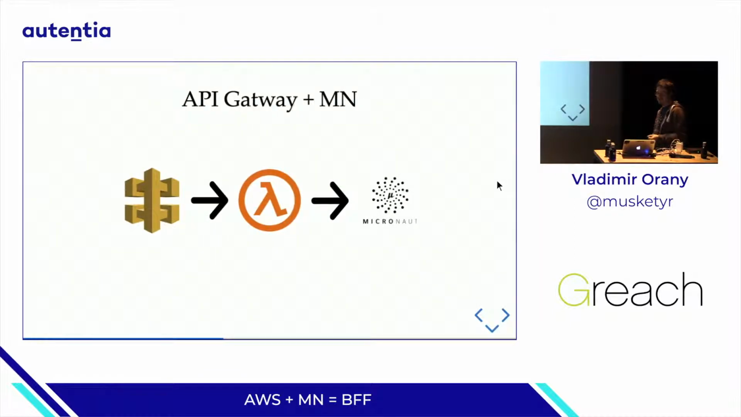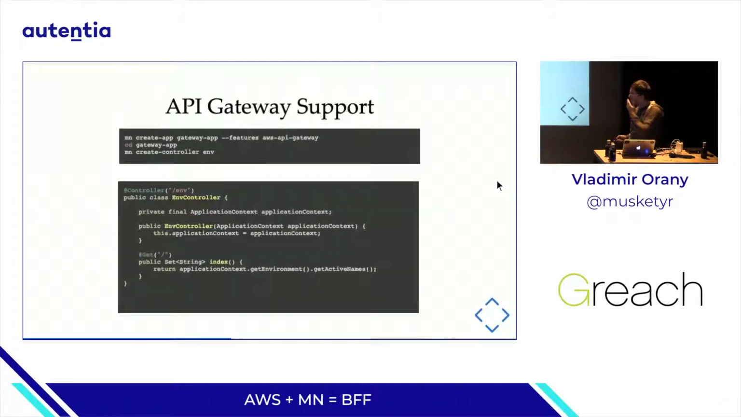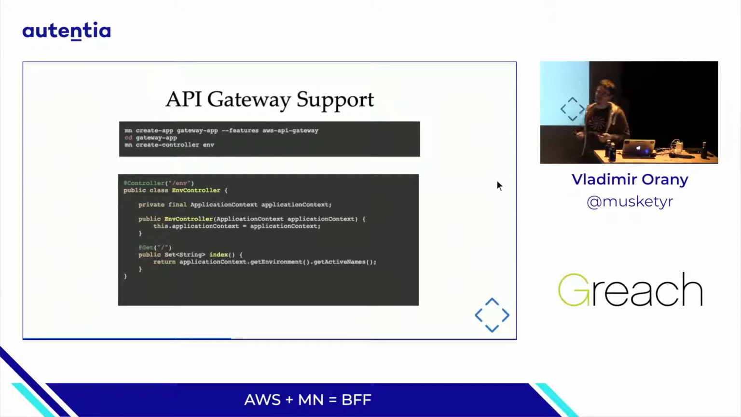But just getting back to API Gateway and Micronaut. Starting from 1.1, there's official support for API Gateway from the Micronaut team, which helps you just get the HTTP request from API Gateway, have a Lambda to handle it, and do the Micronaut magic in there. So again, you can just create a new application. The only change here is it features AWS API Gateway, which is now present in 1.1. And again, you can just create a simple controller as we did before, and that's it.